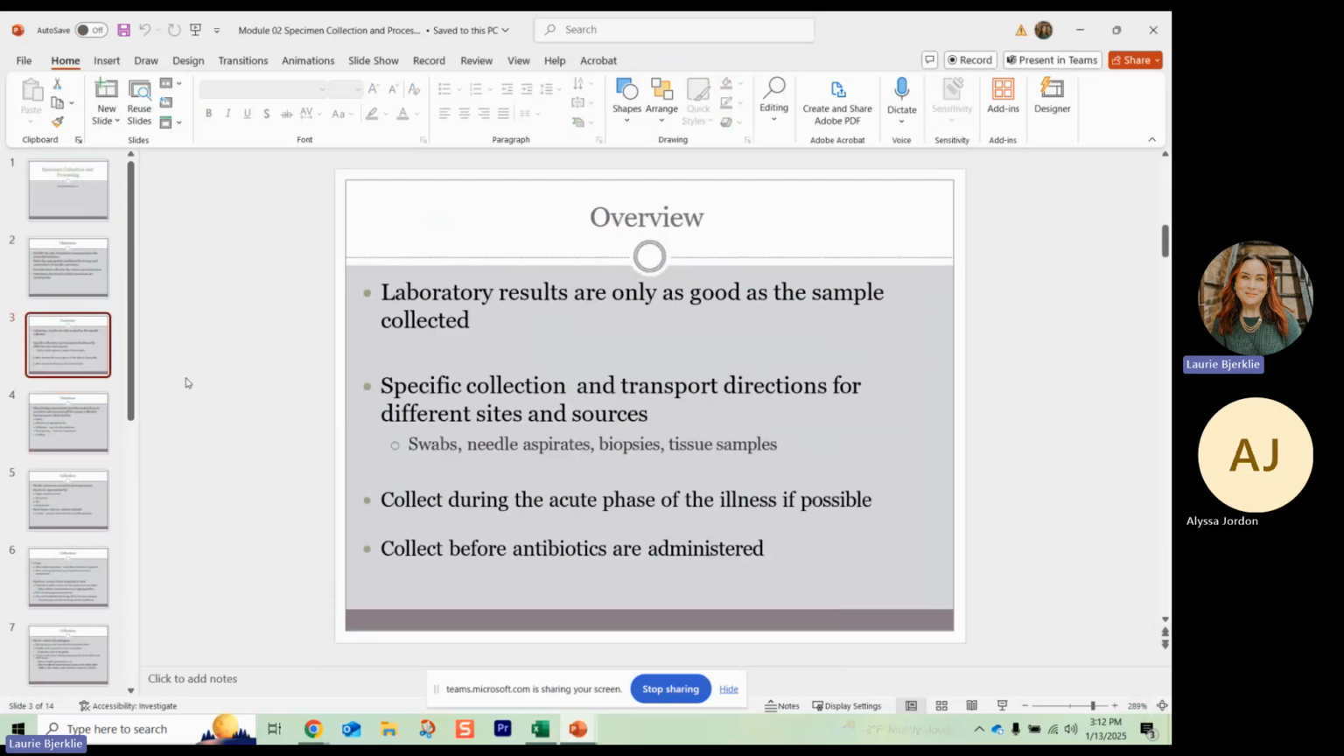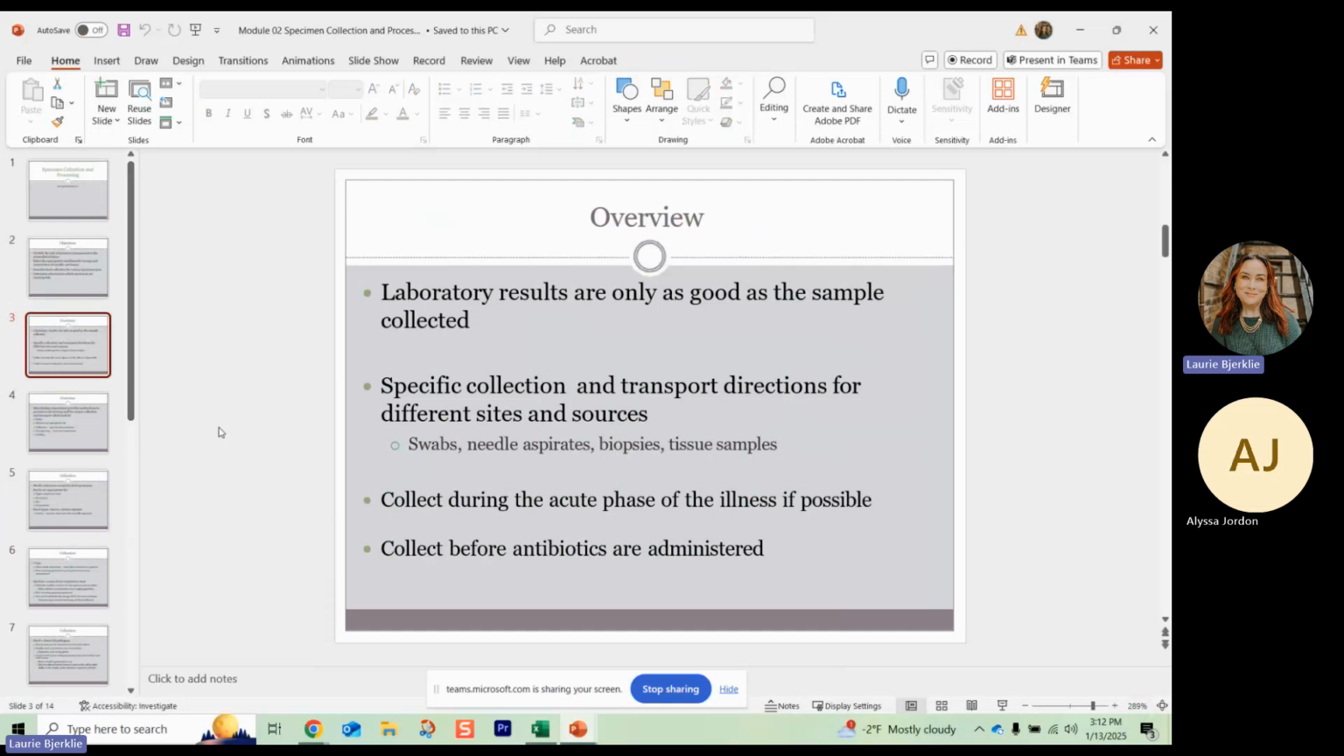You can read it. But your lab results, I'm sure you maybe have heard this in some other class, are only as good as the sample you get. If it was a poorly collected sample, you're not going to have great results. You might have contamination, especially in the micro world. So you will have provided to the nursing staff, to the providers, very specific collection directions.